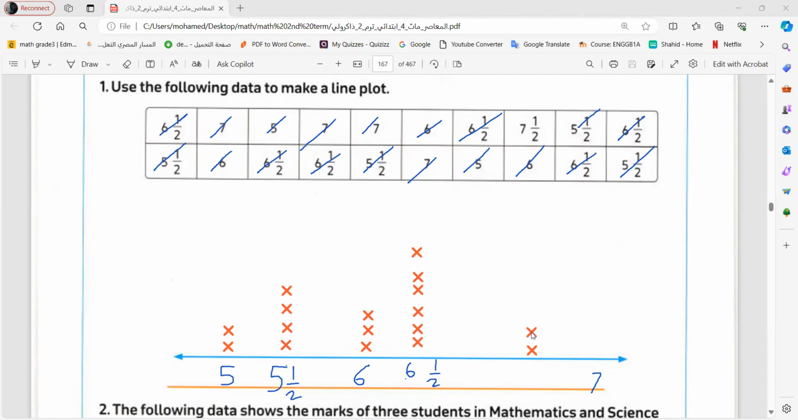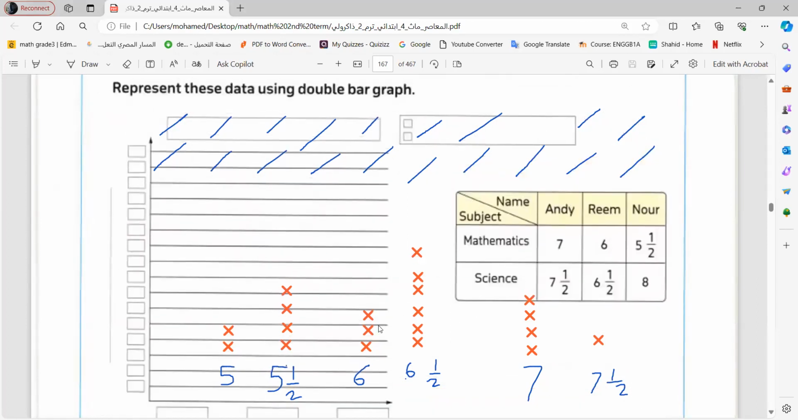Oh my God, I forget. So let's make this 7. And this is 7 and half. How many 7 and half? Yeah, just 1. So I will make it 1. Look, you finished. Easy peasy.